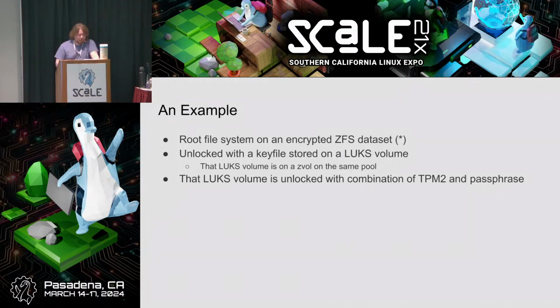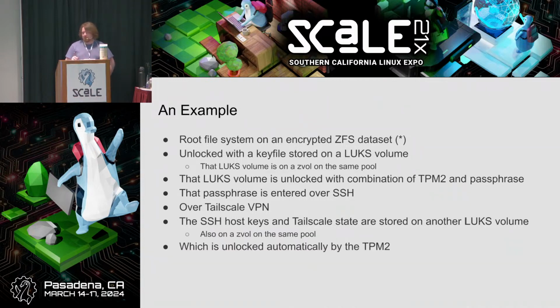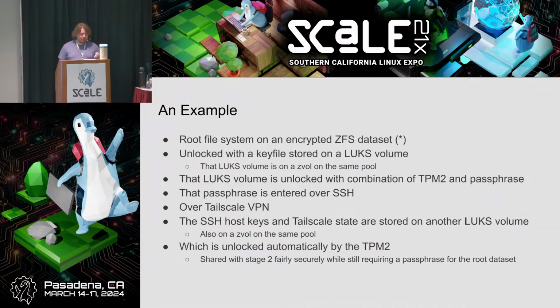The LUKS volume is unlocked with a combination of a TPM2 and a passphrase, which systemd-cryptsetup supports out of the box. That passphrase is entered over SSH, so I can unlock it remotely over a Tailscale VPN. The SSH host keys and the Tailscale state are stored on another LUKS volume, which is also on a zvol on the same pool, which is unlocked automatically by the TPM with no password required. And this is so that we can share the stage 2 Tailscale state and SSH host keys fairly securely while still requiring a passphrase for the root dataset.